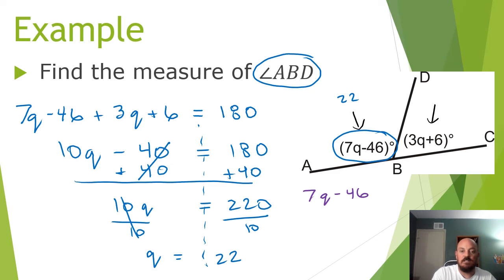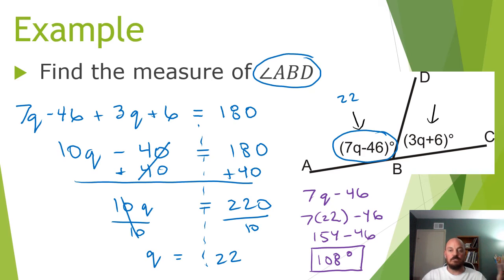And I'm going to substitute. That would be 7 times 22 minus 46. We'll multiply first. 7 times 22 would be 154. And 154 minus 46 would be 108. And I put a degree on it because we're measuring angles. Angles are measured in degrees. So the answer to the question, angle ABD, is 108 degrees.